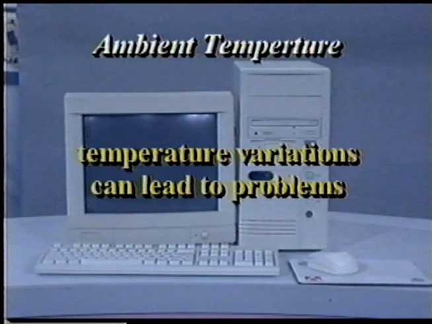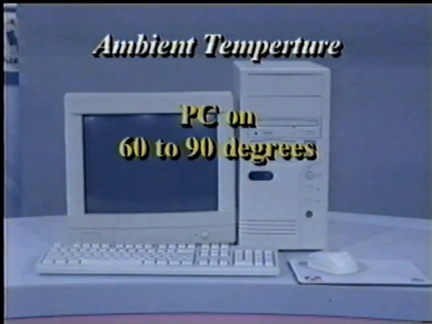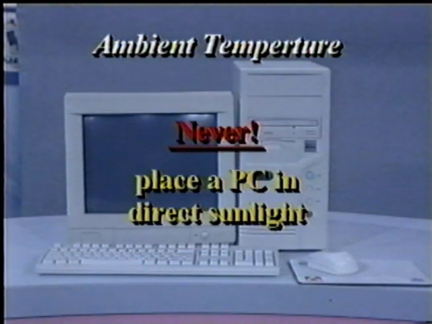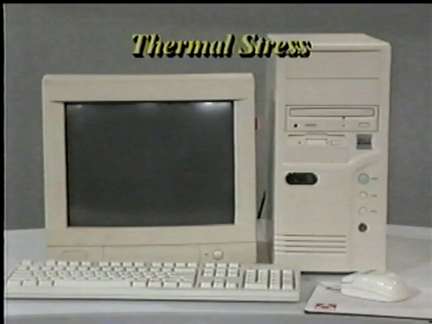Large temperature variations can lead to serious problems, so we should try to maintain the ambient temperature range for our computer from 60 to 90 degrees Fahrenheit when it's on and 50 to 100 degrees Fahrenheit when it's off. Also, we should never place our PC in direct sunlight because of the increase in ambient temperatures the sunlight will cause.